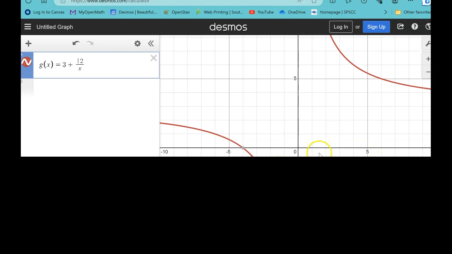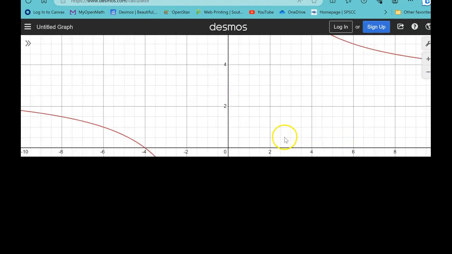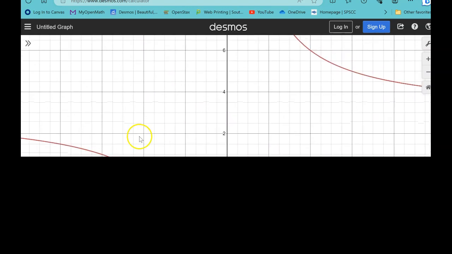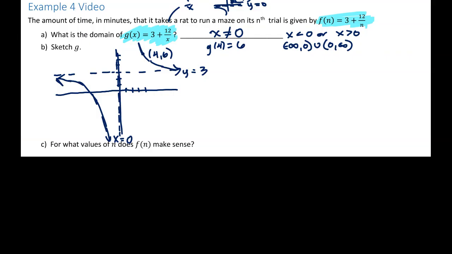Okay, so there's my graph. One thing Desmos doesn't show me is exactly where that horizontal asymptote is, but it looks pretty good, like 3 should be right. I was claiming that I should go through 4, 6, and that looks pretty spot on. You can just click and drag that around and see some points. It also looks like I crossed the axis at -4, 0, so I could even go add that detail back into my graph. So this is -4, 0. Okay, so that's what function g looks like.